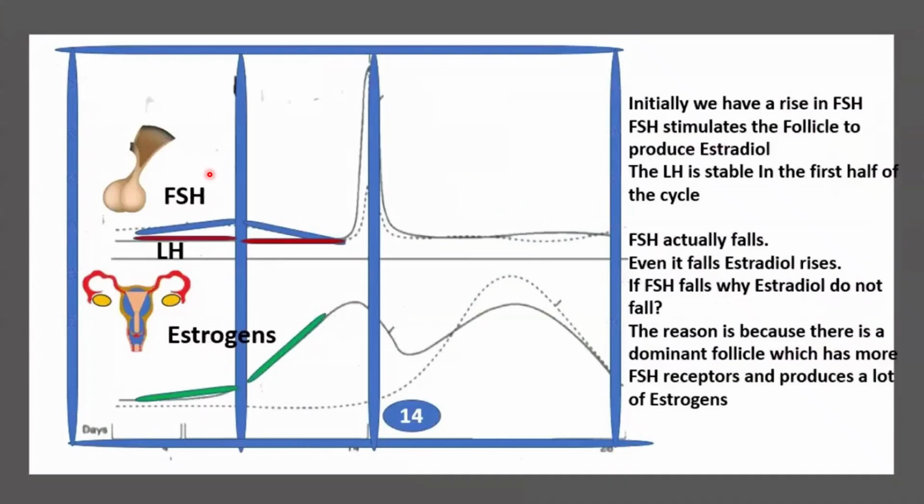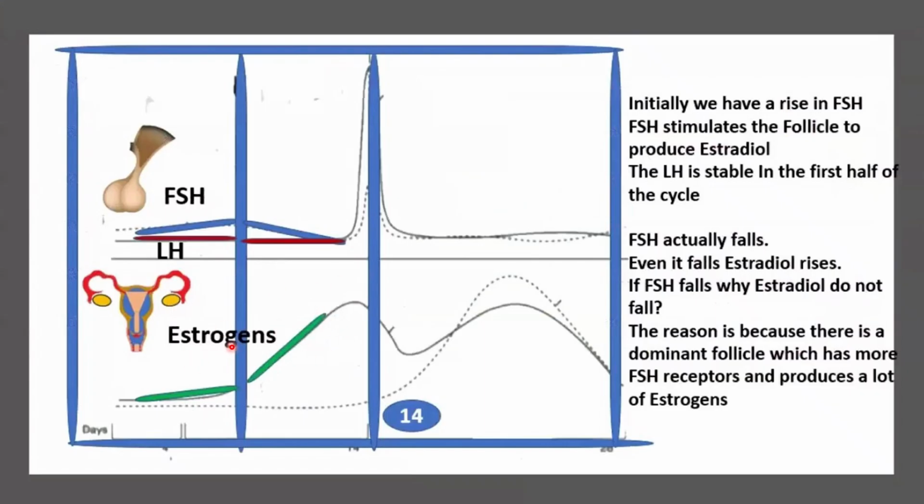So you'll notice in the first half of the follicular phase, we have a rise in FSH. This is going to stimulate the follicle, which is going to produce estradiol. Now, you'll notice in this diagram, throughout the follicular phase, the LH is going to remain stable for the first half of the cycle. You'll notice that FSH falls. Yet, even when it falls, estrogen keeps climbing.